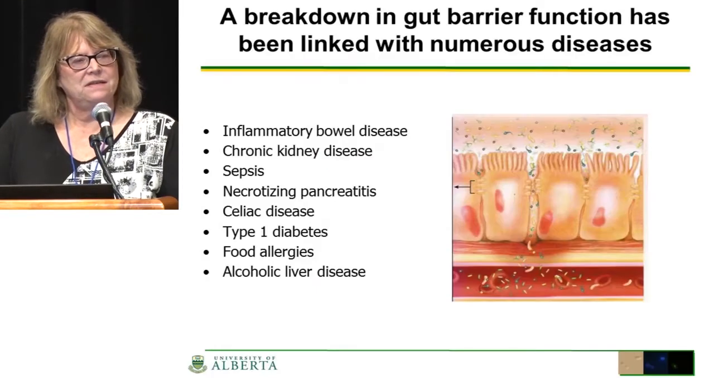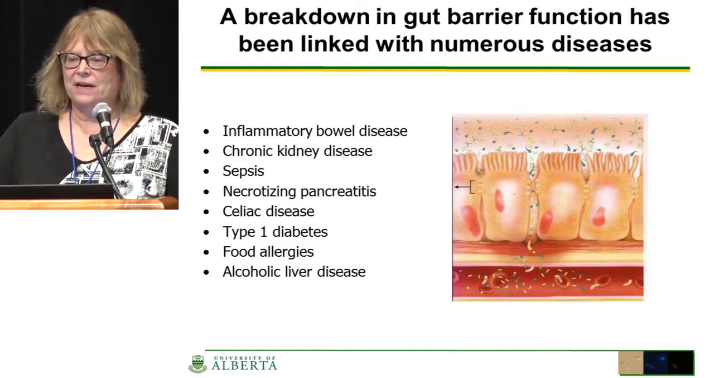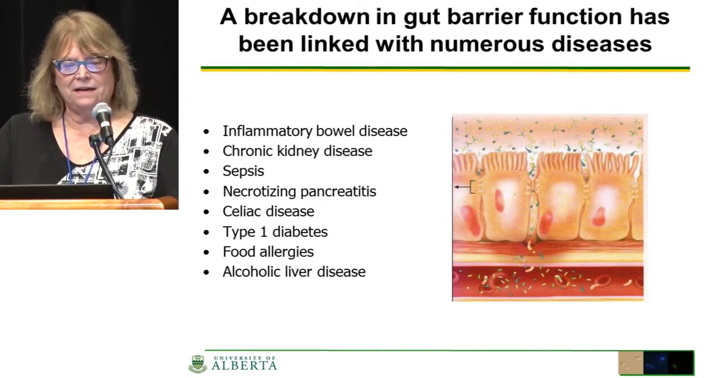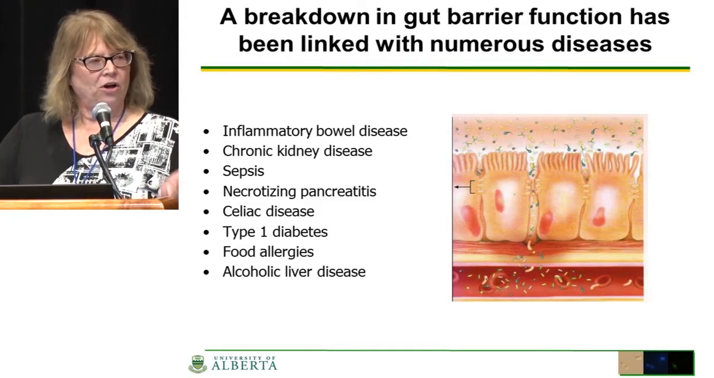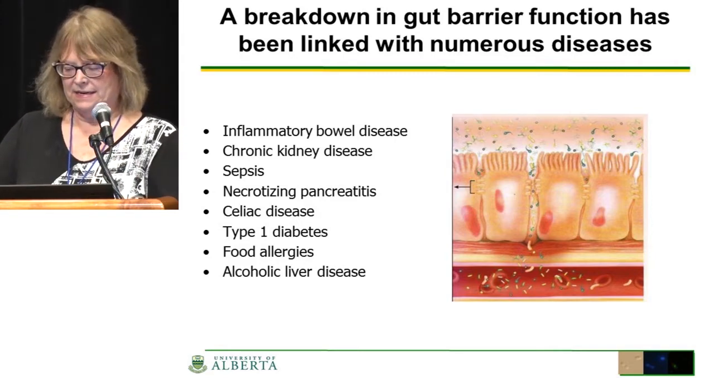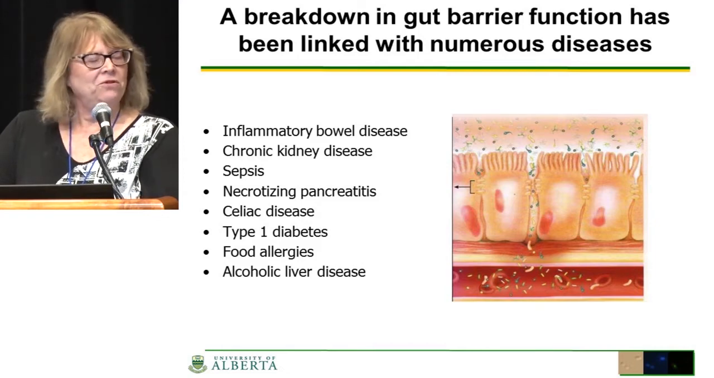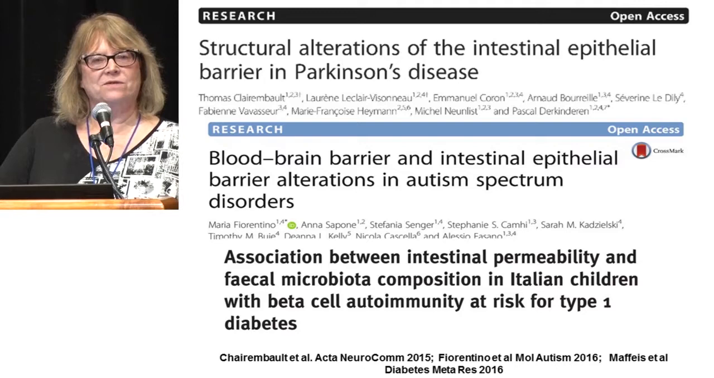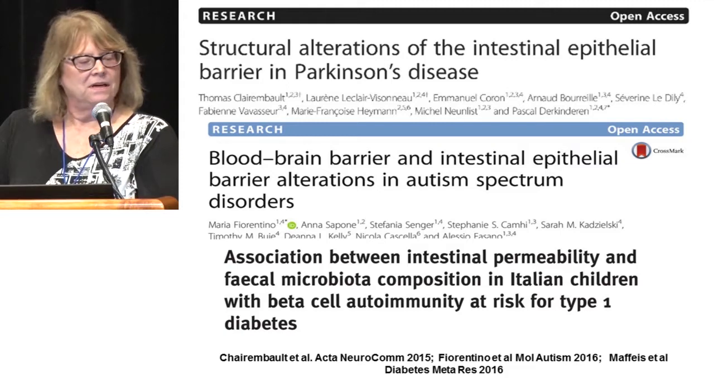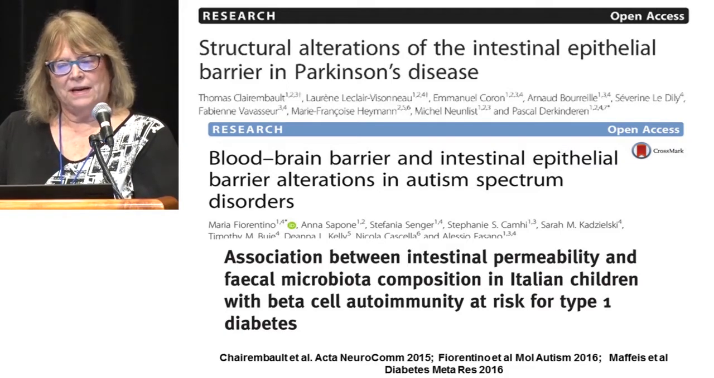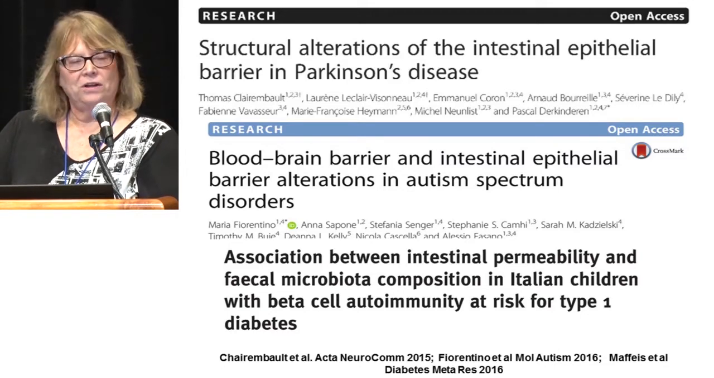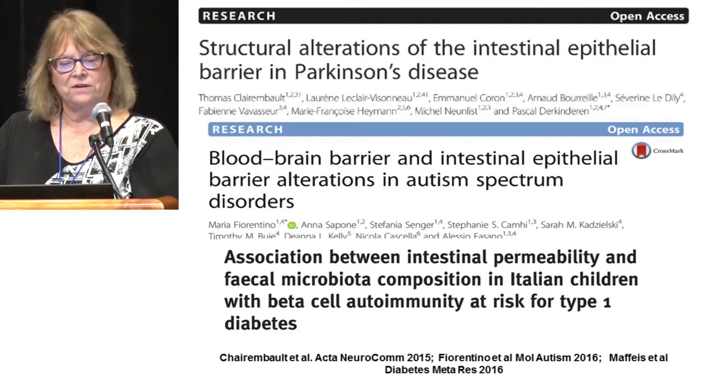And a lot of diseases are linked with a breakdown in gut barrier function: IBD, chronic kidney disease, we heard about, sepsis, pancreatitis, celiac, food allergies, alcoholic liver disease. All of these diseases have an increased gut permeability associated with the disease. But not only those, now we're seeing a lot of other diseases related to the brain: Parkinson's disease, alterations in gut barrier function, autism spectrum disorders, intestinal epithelial barrier disruptions, type 1 diabetes. All of these now are linked with altered gut permeability.